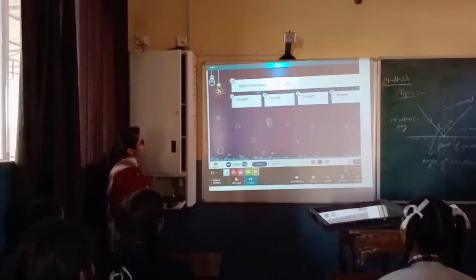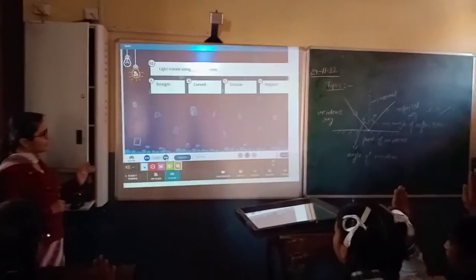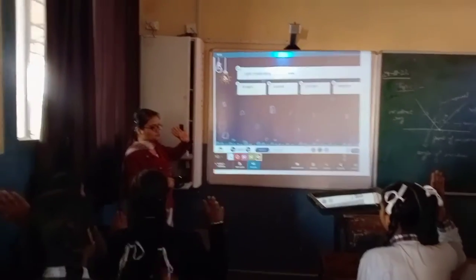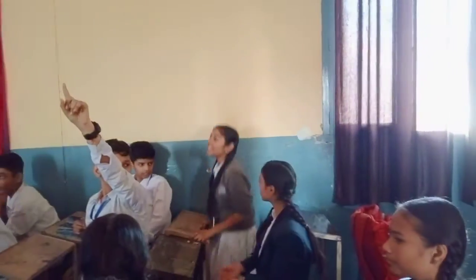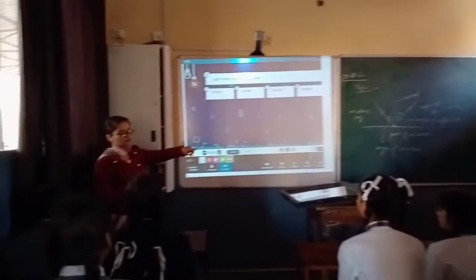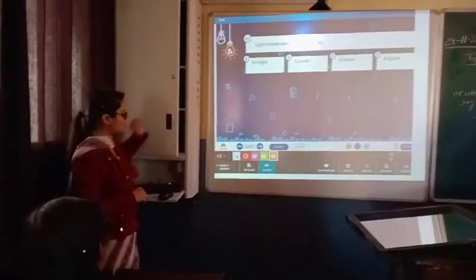Now next one is, light travels along dash lines. Straight, curved, circular or angular. Straight. Very good. We have discussed it with the help of a series that light travels along straight lines.